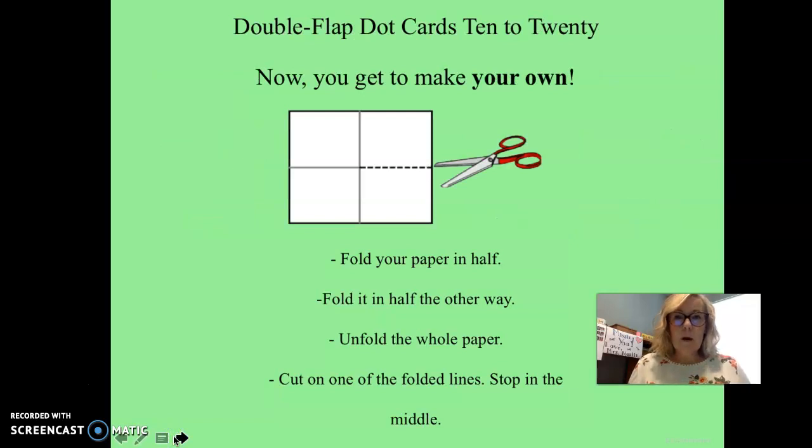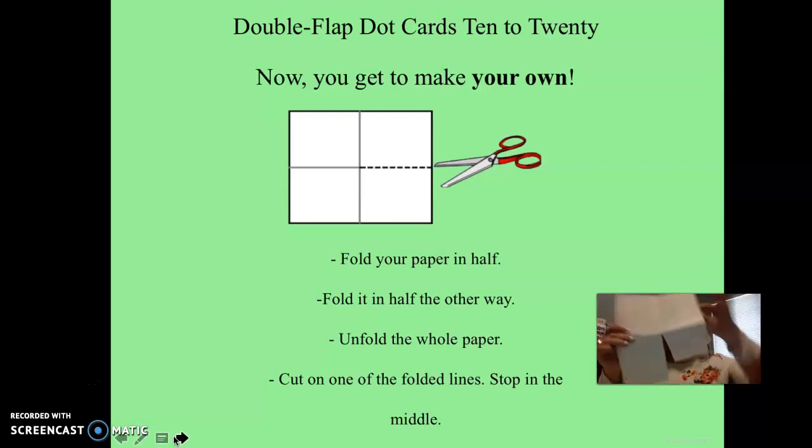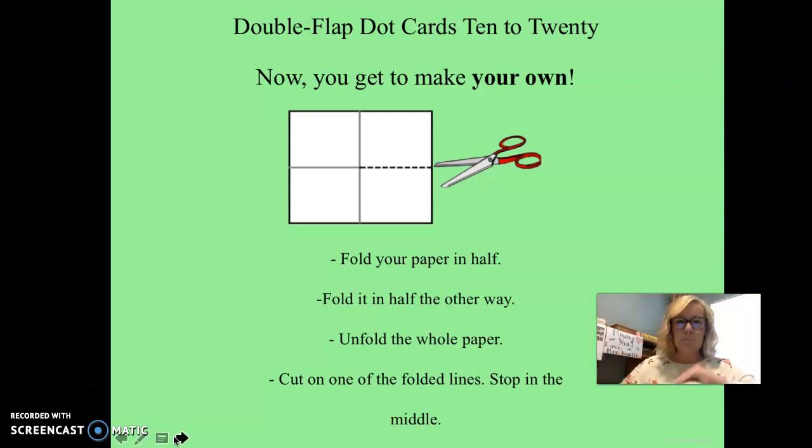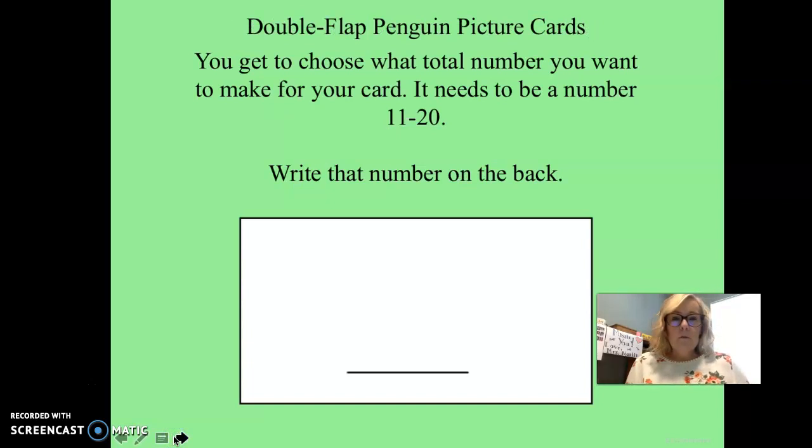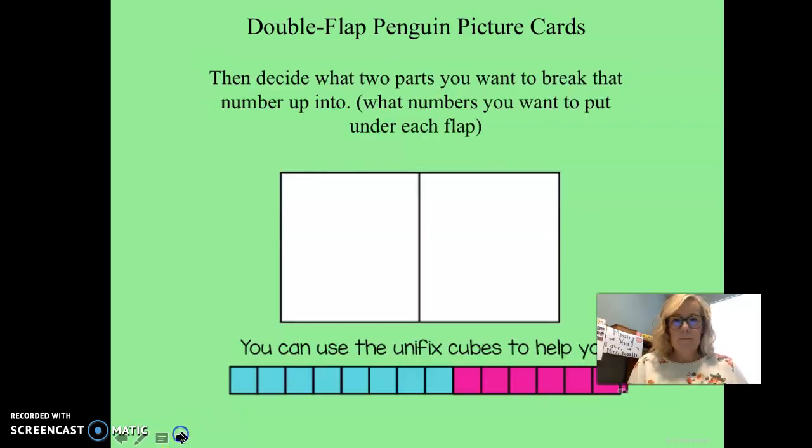Okay, now we'll make our own double flap picture card. Get your paper, get your scissors, fold the paper in half, fold it in half again, open it up, and cut to the center so you have 2 flaps, just like we did yesterday. Choose a number between 11 and 20. Write that number on the back. Then decide what 2 parts you want to break that number up into. Those are the number of pictures you're going to put under each flap.